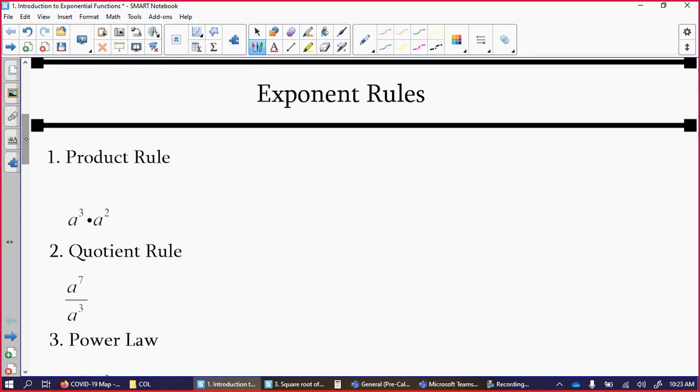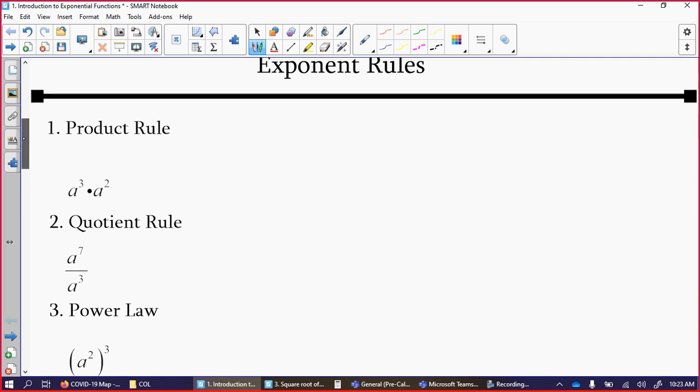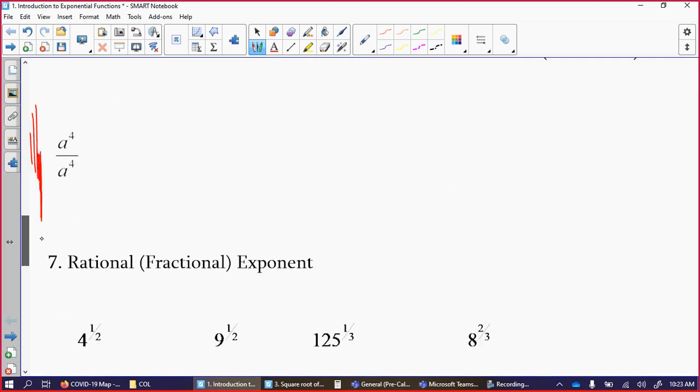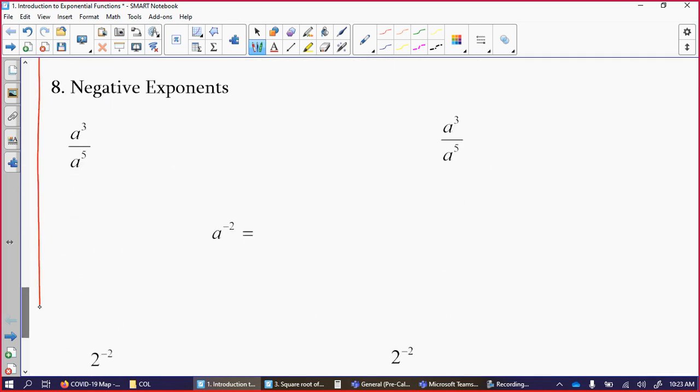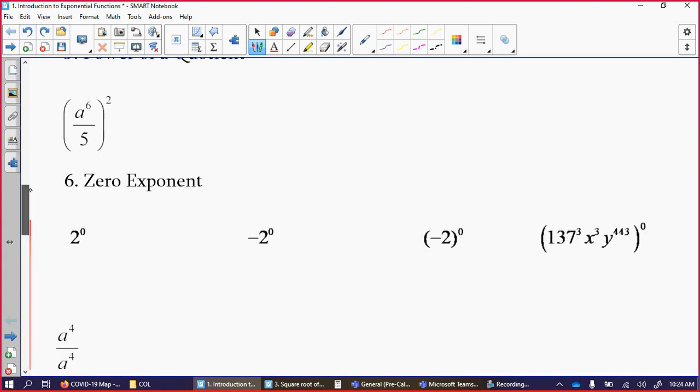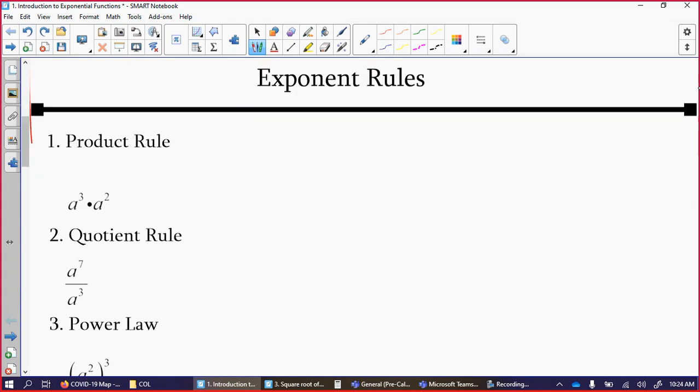I want to review some exponent rules because they're going to come in handy. This is all stuff that you did in grade 10. I know that because I taught it last semester, so we spent all these days on this.